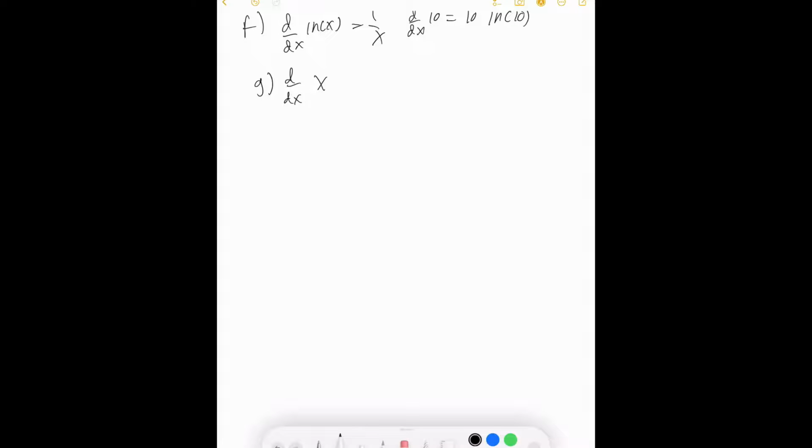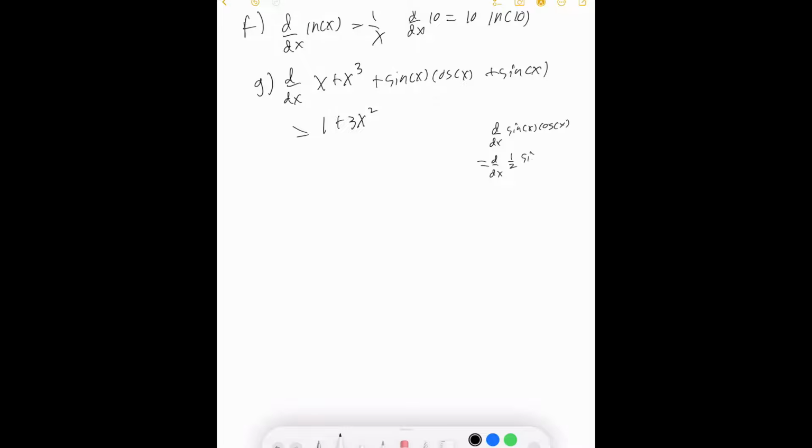So now we'll move on to g, which is the derivative of x plus x cubed plus sine x cos x plus sine of x. Yep, just sine of x. Derivative of x is 1. Derivative of x cubed is 3x squared. Sine x cos x is equal to 1/2 sine of 2x.